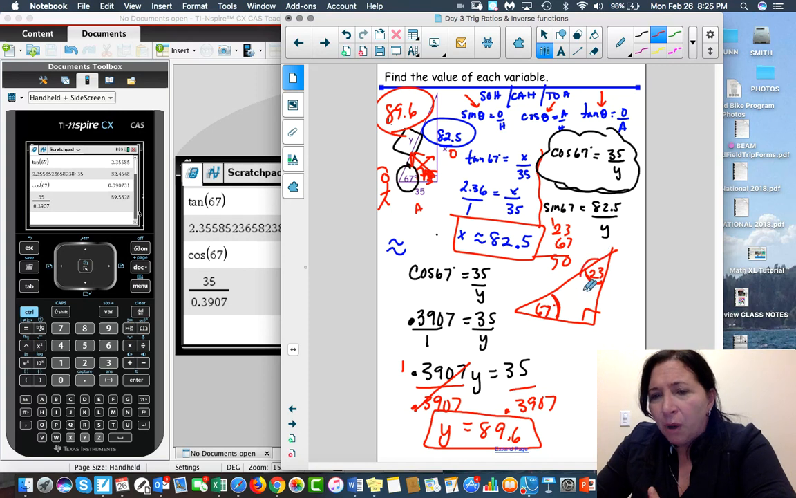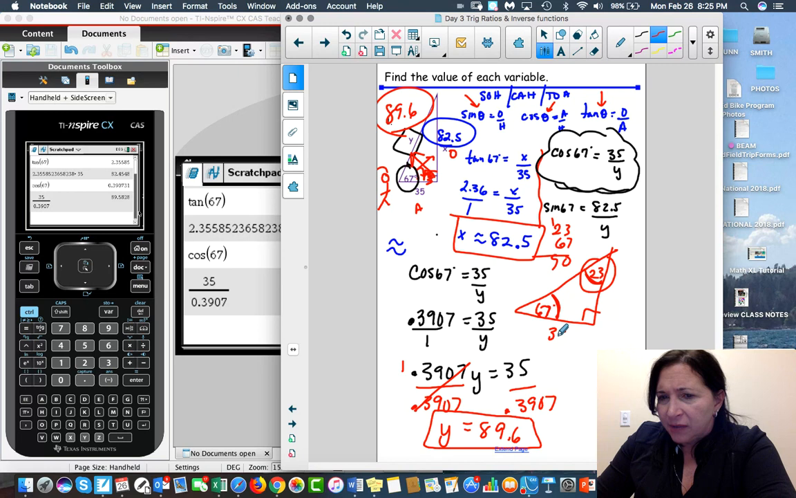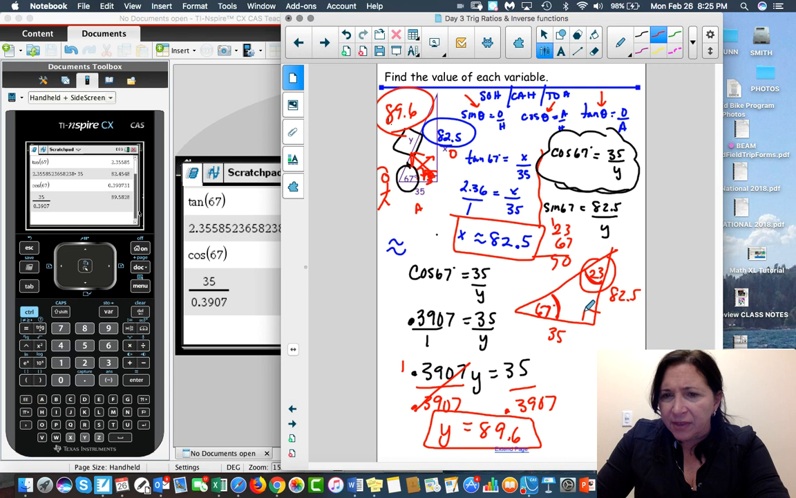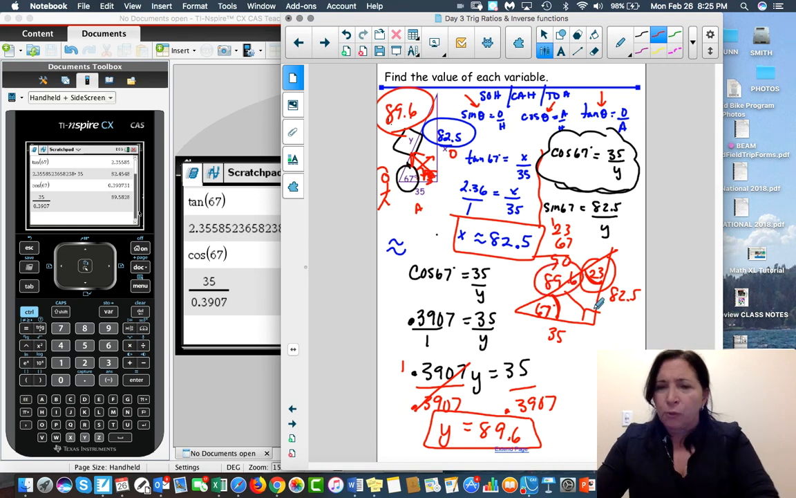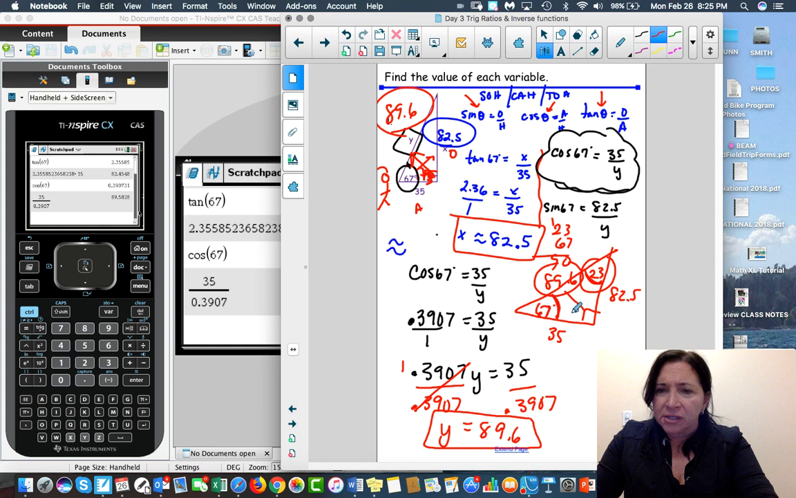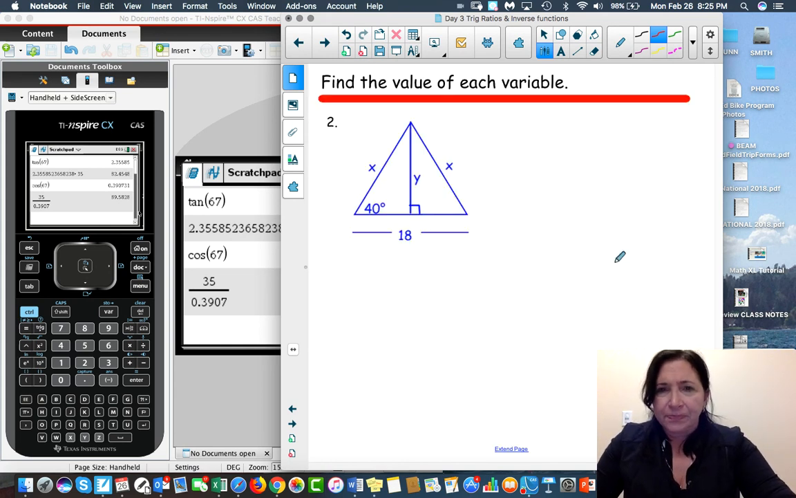So my smallest angle is 23. My opposite side is 35. So that should be my smallest side if it's opposite my smallest angle. In addition, the 67, this is 82.5. This side here is 89.6. If this is my right angle, which is my biggest angle, the side opposite that has to be the largest side. So just keep that in the back of your head so that you do know that.